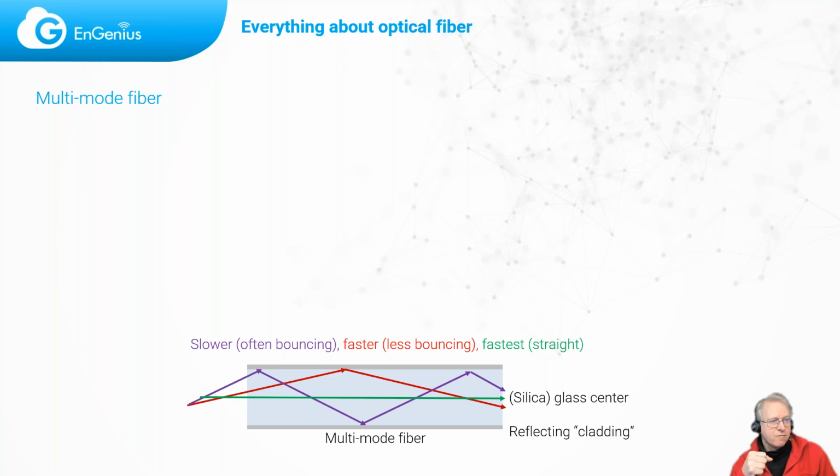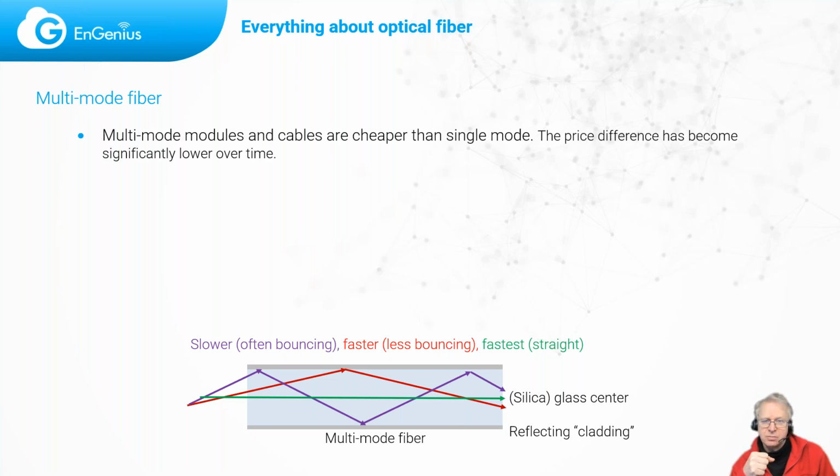The multimode fibers are cheaper to produce, but it's very important to remember that while at first the price difference in fiber was quite great, like a factor of 3 or more, the difference has come down significantly over time. So now single mode cabling or fibers are almost as cheap as multimode, or as expensive, depending on what you're looking at.